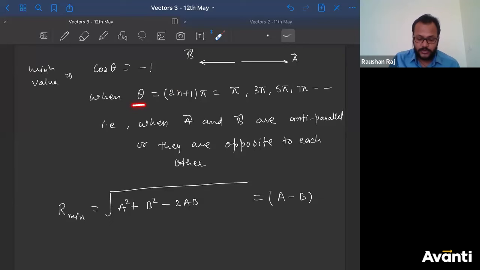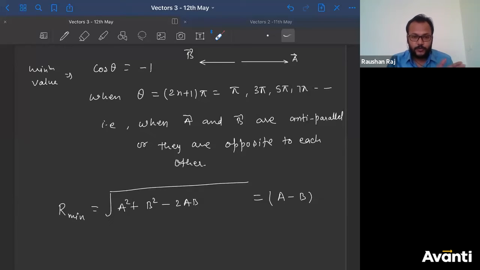You will be taught this particular thing in trigonometry. For the timing, please remember this. These are standard results: cos 0 is 1, cos 90 is 0, cos 45 is 1 by root 2. Similarly, you have to remember this. They're very, very standard results.